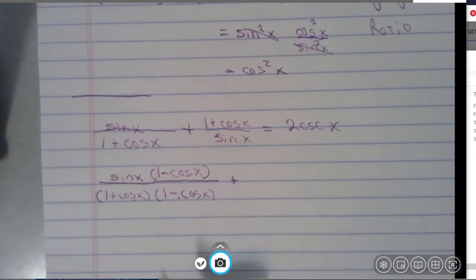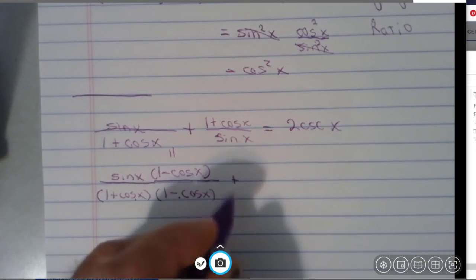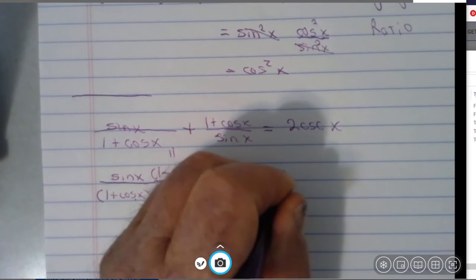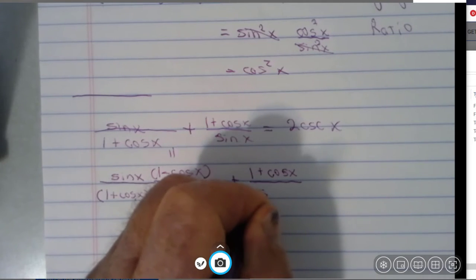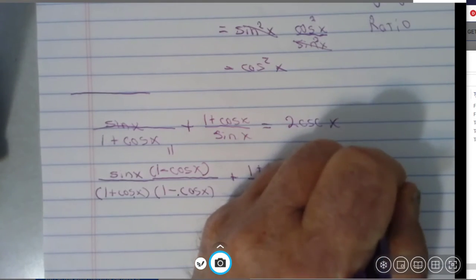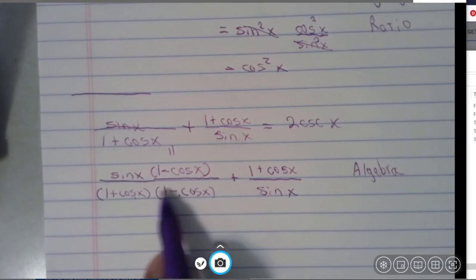Actually, I probably should have written this down again. So this is equal to this, plus I've got to copy this fraction, 1 plus cosine of x over sine of x. And what I have done here is nothing other than algebra. I multiplied top and bottom by 1 minus cosine x on the first fraction.